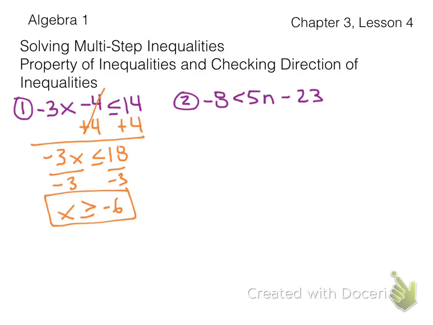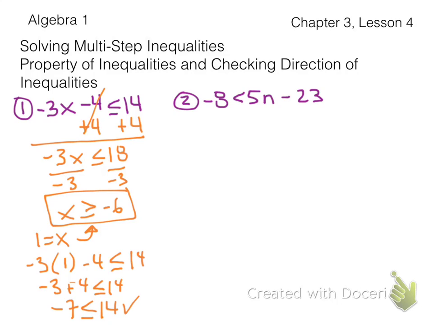And again, you need to make sure you check the direction. So if x is greater than or equal to negative 6, I could plug in 1. Let's say x equals 1 because it fits my scenario, and just double check. Negative 3 times 1 minus 4 is less than or equal to 14. Negative 3 times 1 is negative 3 minus 4. Add the opposite. I've got negative 7 is less than 14, which is a true statement, which must mean that inequality is also correct. You know, you can always test other numbers, but hopefully it's correct.